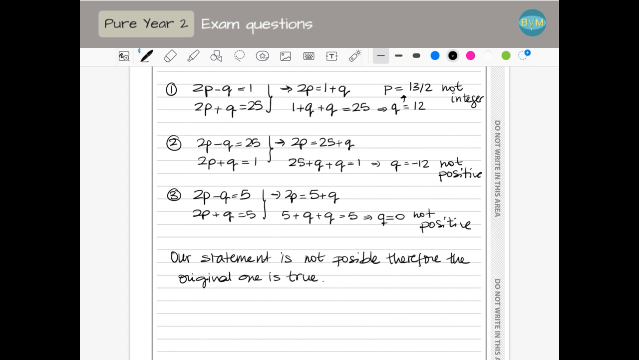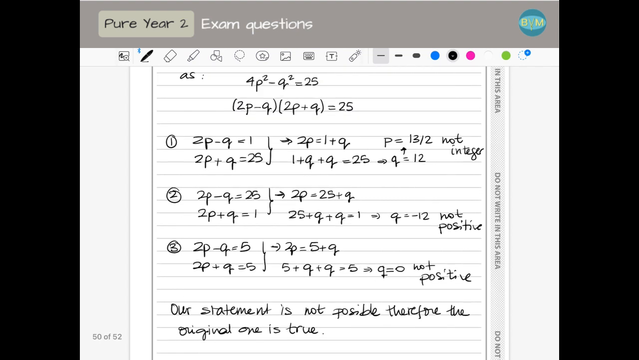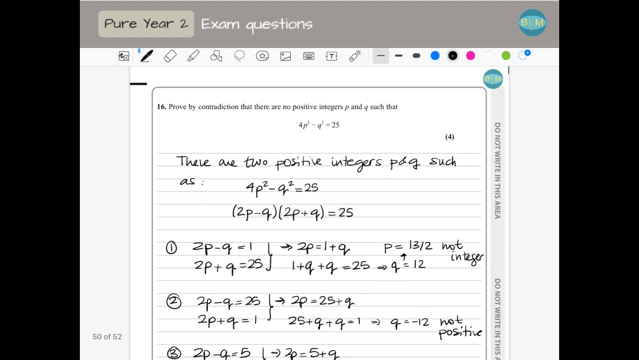And that's all with this exam question. So this is how we prove something by contradiction. Just remember, the first thing, and you're going to get 1 mark for that, is to write a contradiction. That's why it's called proof by contradiction. And then work your way out until you decide that that cannot be possible. And that's all.